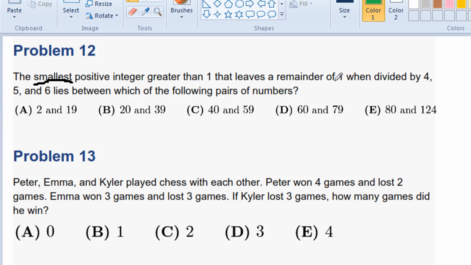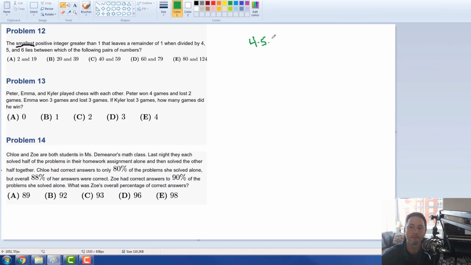So we're looking for a number. We're always looking for a number in math, right? That when you divide it by 4, 5, and 6, it leaves a remainder of 1. So the easiest way to find this number is to multiply 4 times 5 times 6, and then add 1. Okay, 4 times 5. Well, let's just look at this before we check it. If we divide this number by 4, we're going to get 20.